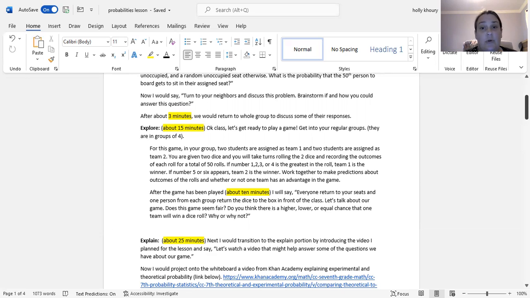If number 1, 2, 3, or 4 is the greatest in the roll, team 1 is the winner. If number 5 or 6 appears, team 2 is the winner. Work together to make predictions about outcomes of the rolls and whether or not one team has an advantage in the game.